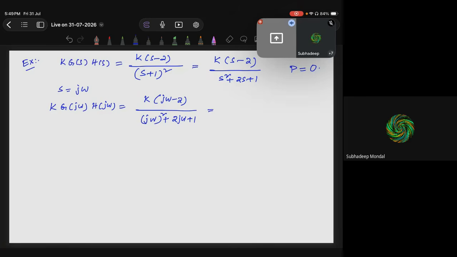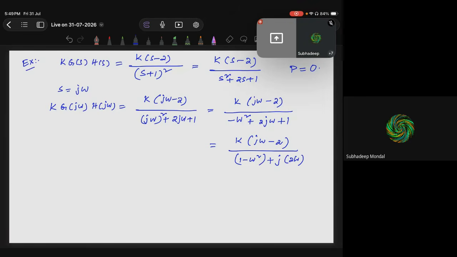So this can be written as k(jω − 2) divided by (−ω² + 2jω + 1). Clear? So this is nothing but k·jω − 2 divided by, I can write it like, 1 − ω² + j2ω. Am I correct? Okay, right? So this is the one.